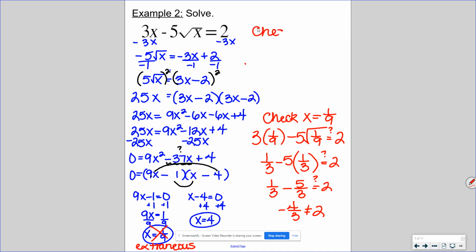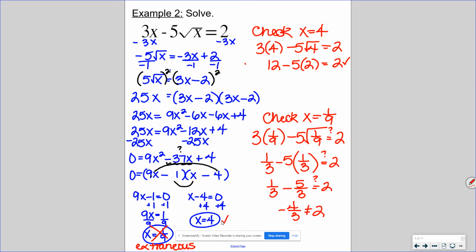So I've got to check and see if 4 is going to be okay or not. So we're going to plug in 4 everywhere that we see an x. This gives me 12 minus 5 times the square root of 4, which is 2. And that would give us 10. 12 minus 10 does equal 2. So 4 is good to go.